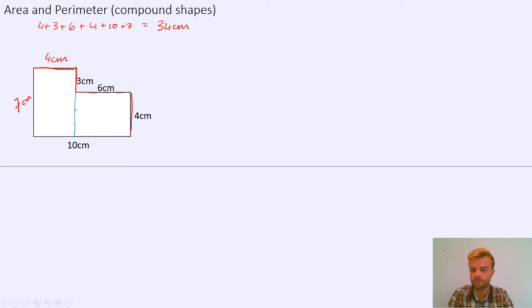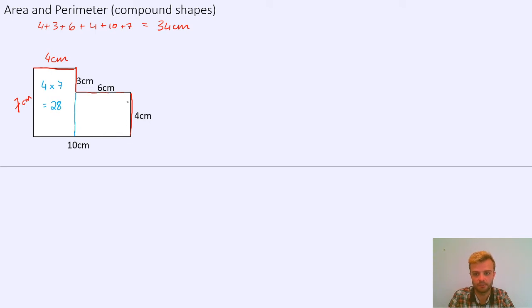So the way we're going to find the area is by finding the area of this left-hand rectangle, finding the area of this right-hand rectangle, and then adding them together. The left-hand rectangle is 4 centimeters wide and 7 centimeters high. So the area is just going to be 4 times 7, which is 28.